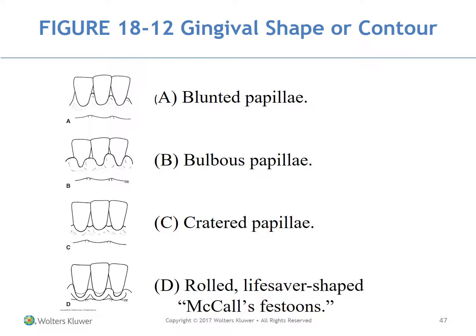And then we have rolled, and that looks kind of like a lifesaver, you know, like you throw out a tube, or even the lifesavers that you eat, right? It's kind of just this round, like you just slipped it over the tooth, and it looks like it's going to save it from the water. And these are also called McCall's festoons. So you could say the marginal tissue is festooned, okay?